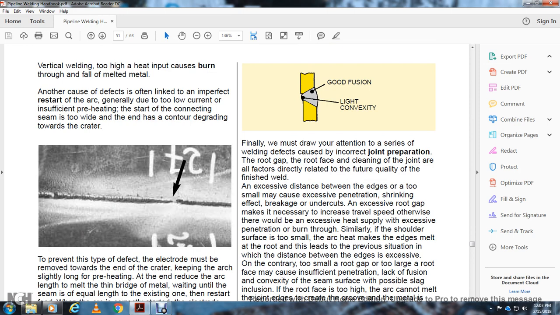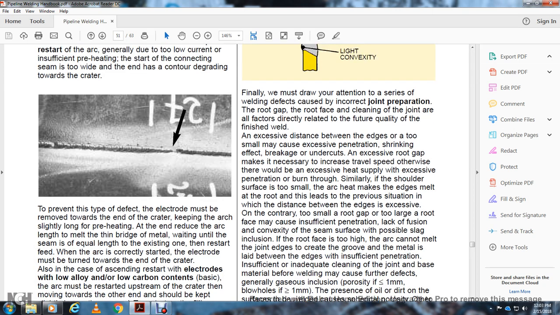Finally, we draw attention to welding defects caused by incorrect joint preparation. The root gap, the root face and the cleaning of the joint are all factors relative to the future quality of the finished weld, except for the distance between the edge of the tube. A small gap with excessive penetration can shrink and break. An excessive root gap makes it necessary to increase the travel speed, otherwise with excessive heat supply there is excessive penetration and burn through. With small arc heat the edge of the metal is not melted at the root, leading to the previous situation. If the root face is too large, it may cause insufficient penetration, lack of fusion and convexity with a smooth surface, with the possibility of slag inclusion in the root, and the face too high.